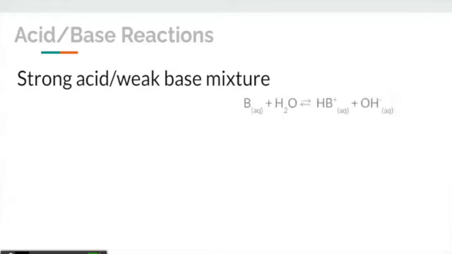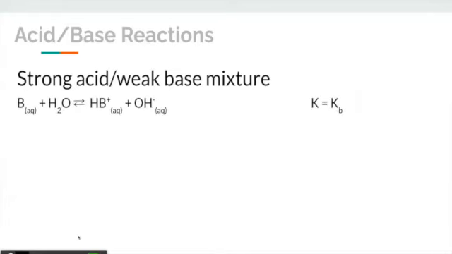Another possible mixture that you might have is a strong acid, weak base mixture. In a strong acid, weak base mixture like this, B is your base. This is a generic base. It's reacting with water, like weak bases do. It's producing to an equilibrium a conjugate acid. We're calling it HB plus, and then hydroxide ion. The K for this reaction is Kb, which is going to be a small number because it's a weak base.